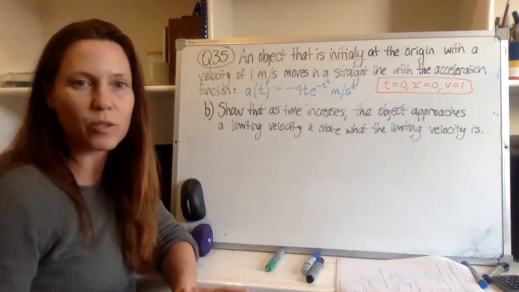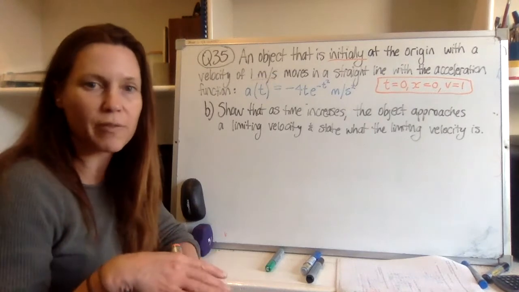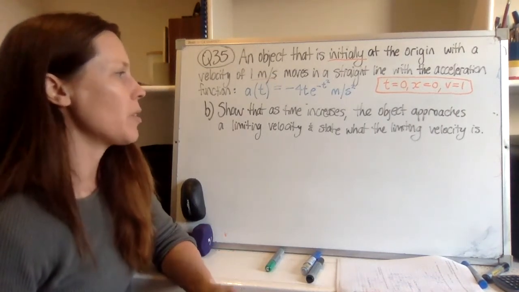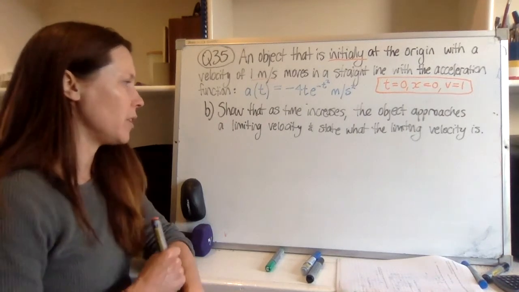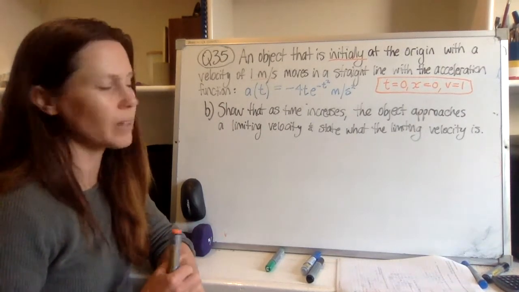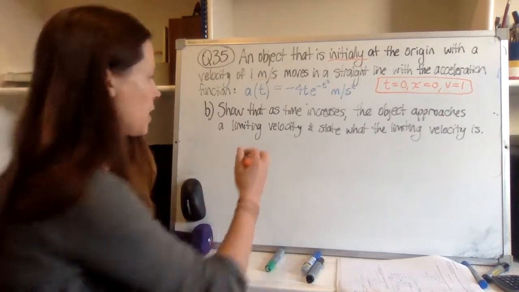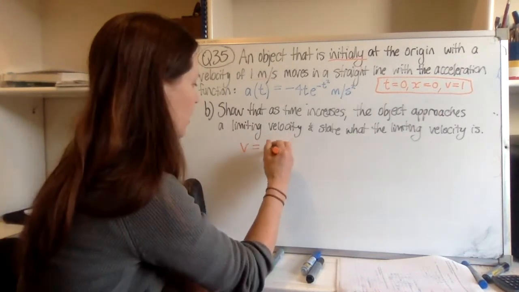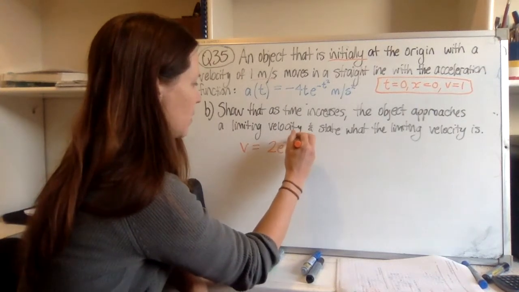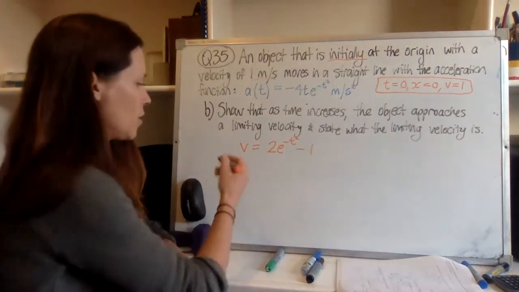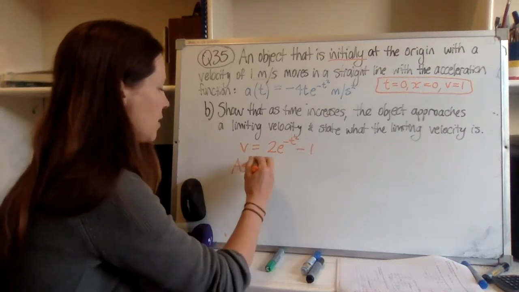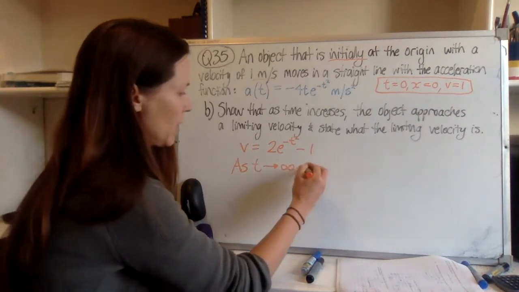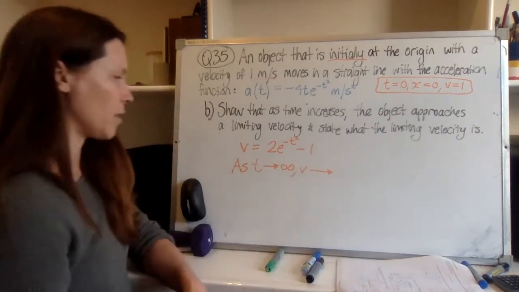Now for part B, you really do need your formula for velocity from part A. Part B says show that as time increases, the object approaches a limiting velocity and state what that limiting velocity is. So we had our formula for velocity already from part A. We found that v was equal to 2e to the minus t squared minus 1. So now we need to reason that as t approaches infinity, what's going to happen to v? Well, let's think about what it's going to approach.